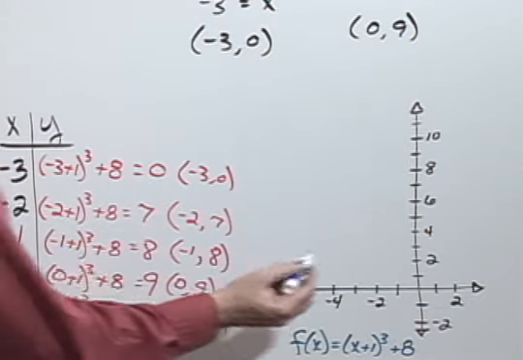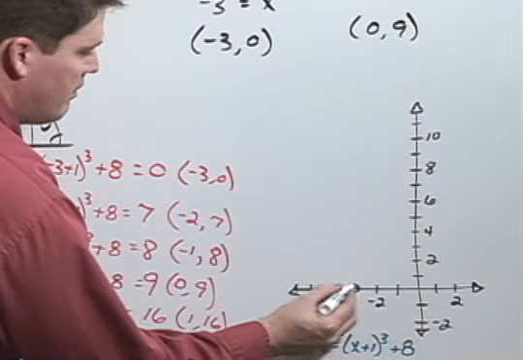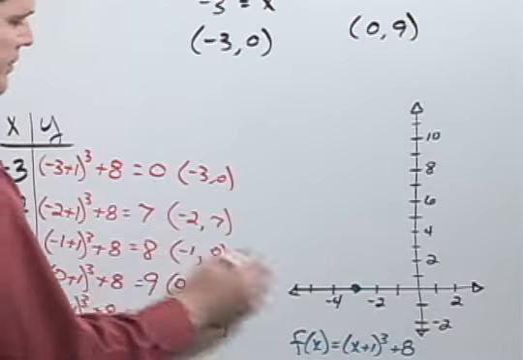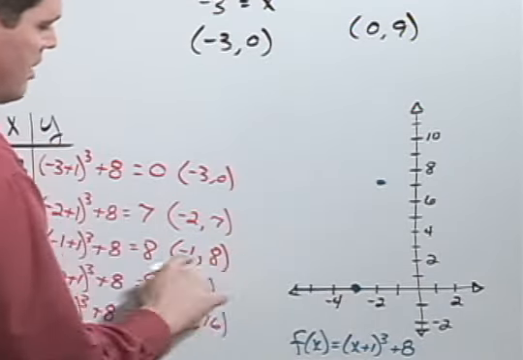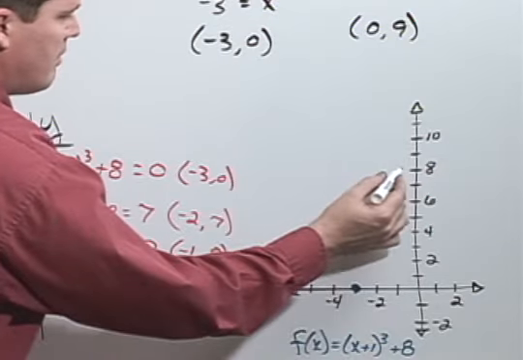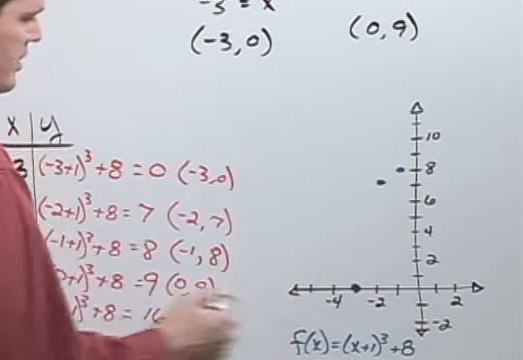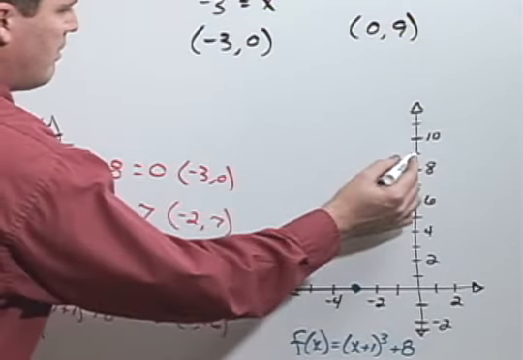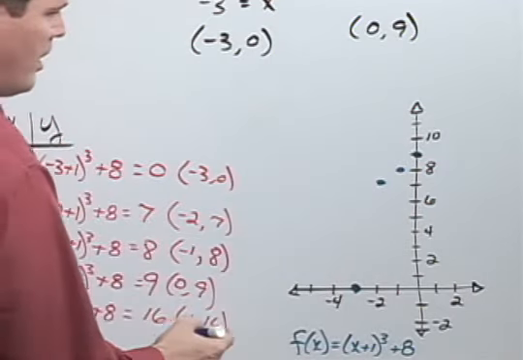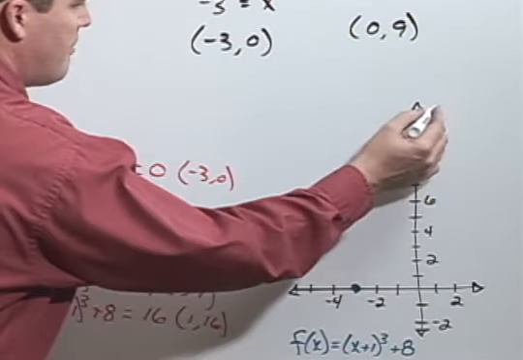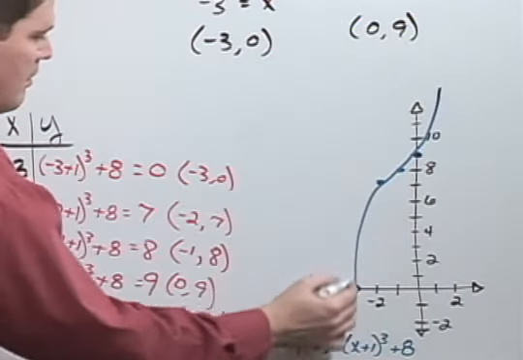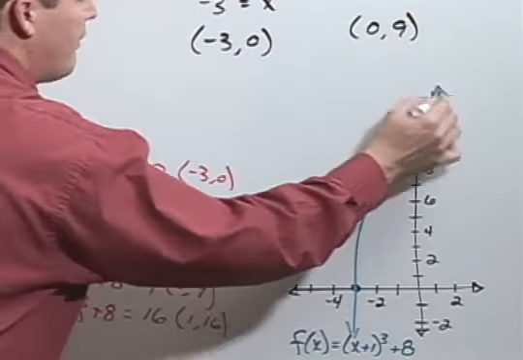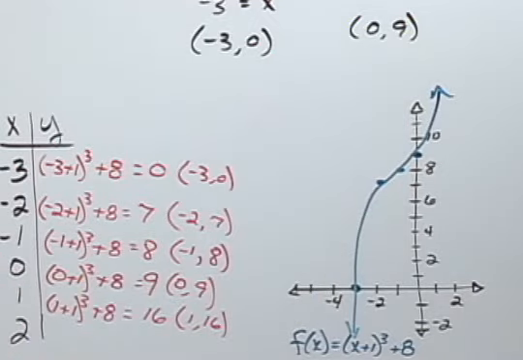If I plot these points, negative 3, 0, negative 2, 7, negative 1, 8, 0, 9, and 1, 16, which is off my graph up here, we can get a rough sketch of my resulting graph.